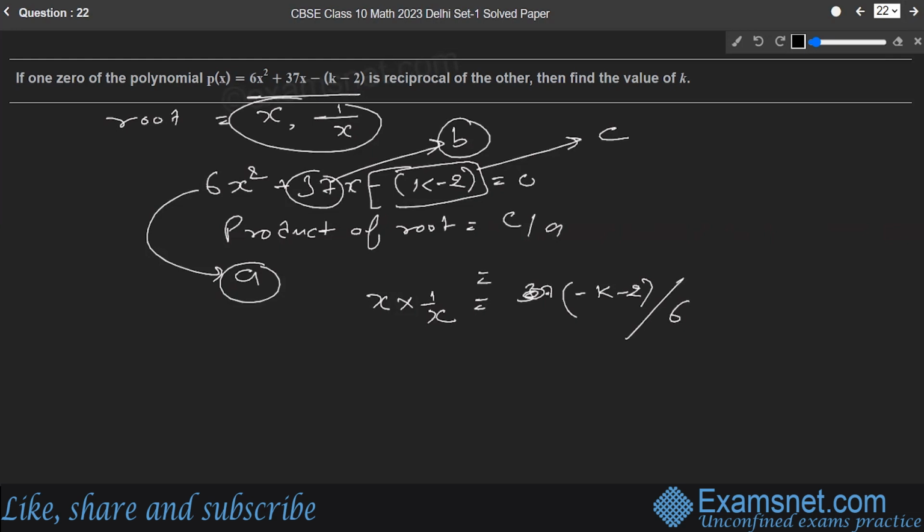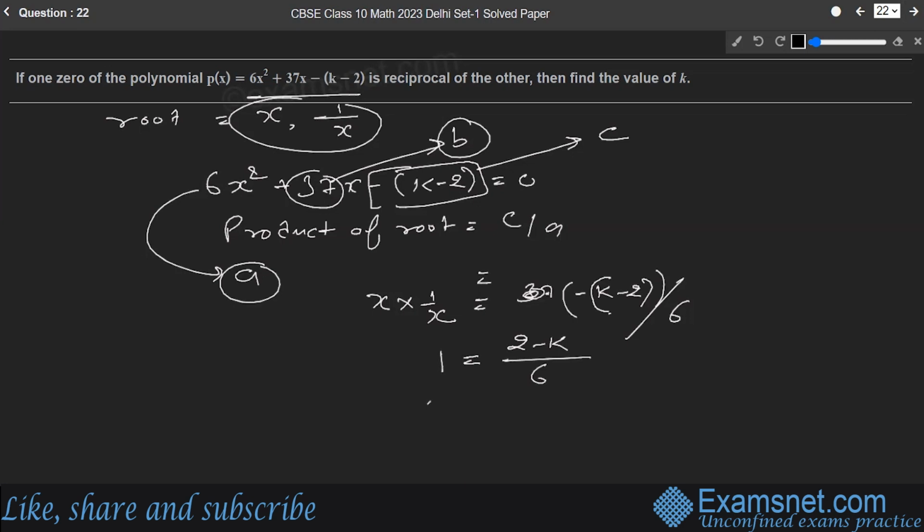Minus k minus 2 upon 6 will be the c upon a. If you solve this further, x into 1 by x just becomes 1, and on the other side this is minus k minus 2, or we can write this as minus 2 minus k as well. The minus was outside, so we can write it as minus 2 minus k divided by 6.